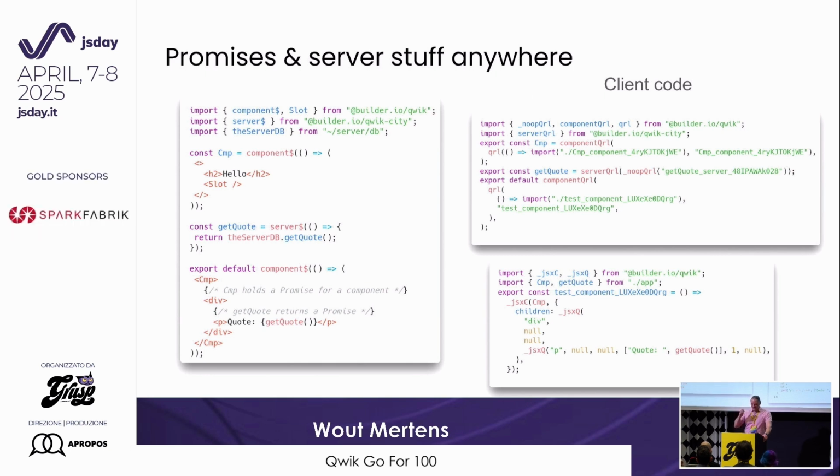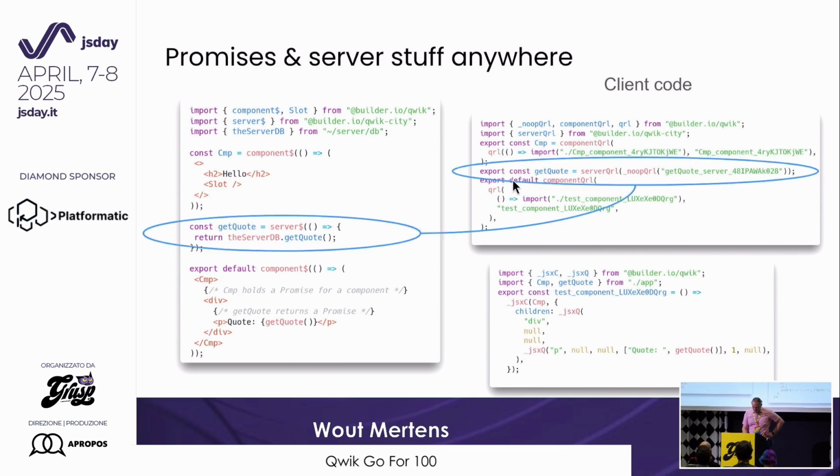So when the optimizer goes through this code, the client code looks like this. Over here, the server$ call gets converted into a no operation QRL. So it doesn't provide a function to call because there's nothing to call on the client. We don't want to call the server database on the client. So that is cut out. Instead, it just says, hey, if you want to do something, that's the name, right? And then on the bottom, you can see the getQuote. There's nothing special. It's just returning getQuote inside the JSX children.